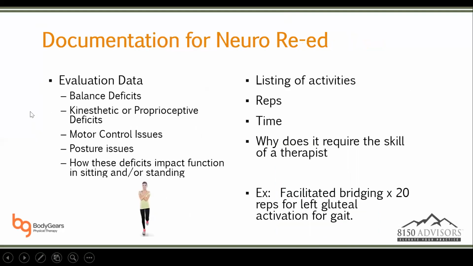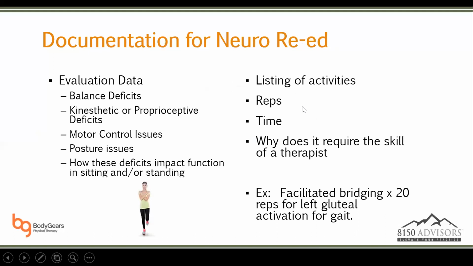For the neuromuscular re-ed, again, make sure your evaluation data is congruent. So you address the patient has balance deficits, they have kinesthetic deficits, they have proprioceptive deficits, they have motor control issues, describe those, they have postural issues, describe those, and how do those issues impact their ability to perform functions in sitting or standing.